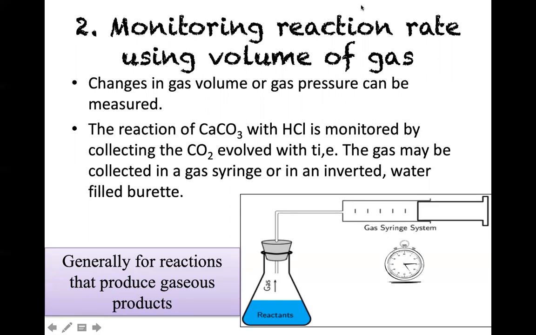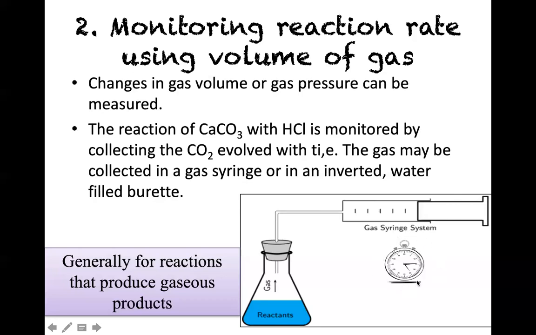But if you want to monitor the reaction rate, you need to measure the volume and time. The time factor is also important. So it's not just measuring the gas products that you form. If you have a reaction of calcium carbonate with HCl, so this is an example of an acid with carbonate, where you are releasing carbon dioxide, you may collect carbon dioxide using the gas syringe or in an inverted water-filled burette or measuring cylinder. This is a collection of gas through water displacement.